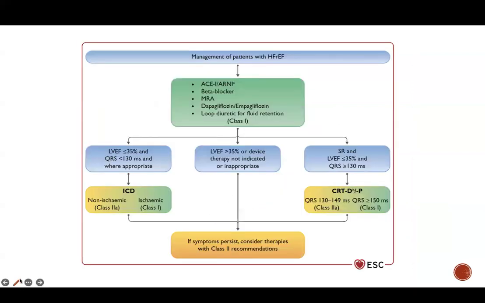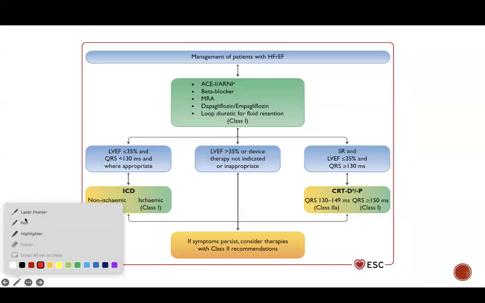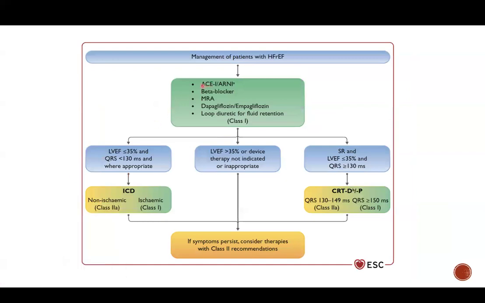So, management of patients with heart failure with reduced ejection fraction. Patients with heart failure with reduced ejection fraction should receive this. This is a class 1 recommendation. That is, all these drugs should compulsorily be there in patients with heart failure with reduced ejection fraction, that is, EF of less than 40%. So ACE inhibitors or ARNIs, that is, angiotensin receptor neprilysin inhibitors, beta blocker, mineralocorticoid receptor antagonist, dapagliflozin or empagliflozin, that are SGLT2 inhibitors, and loop diuretics for fluid retention.